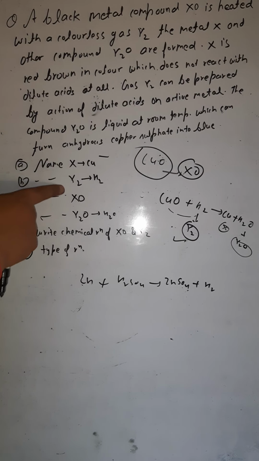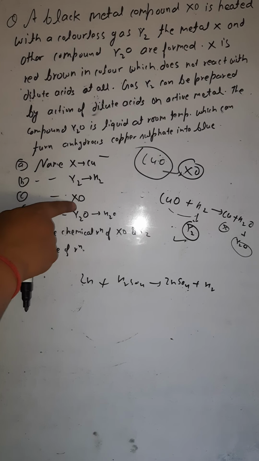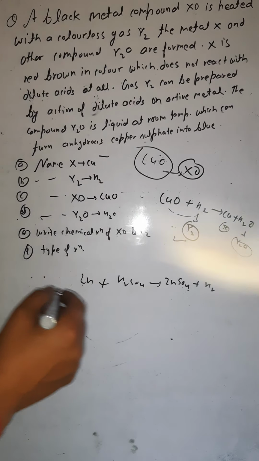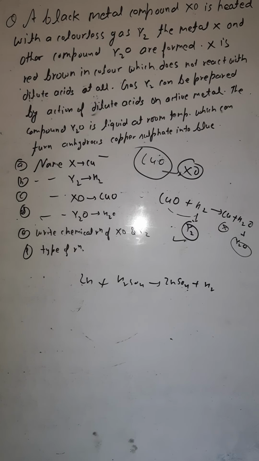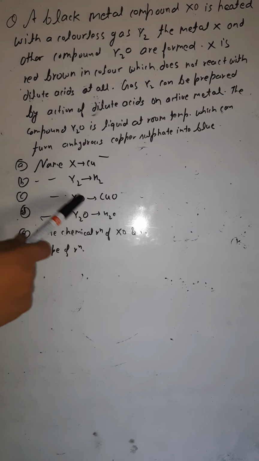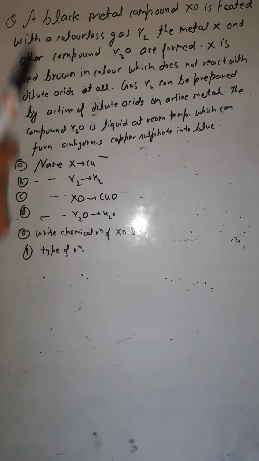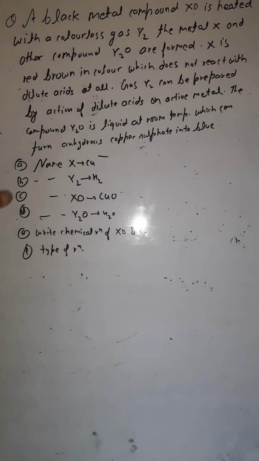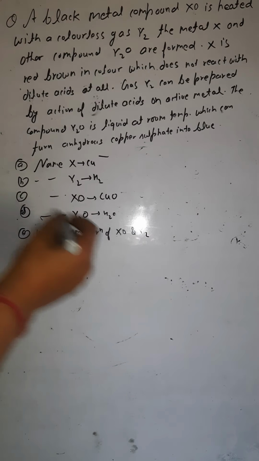So we have X, we have Y2, we have Y2O, that is S2. If X is Cu, XO is CuO, that is copper oxide. Now we have the answer to all the questions here. X is Cu, Y2 is S2, XO is CuO, Y2O is S2O. Write the chemical reaction of XO and Y2.